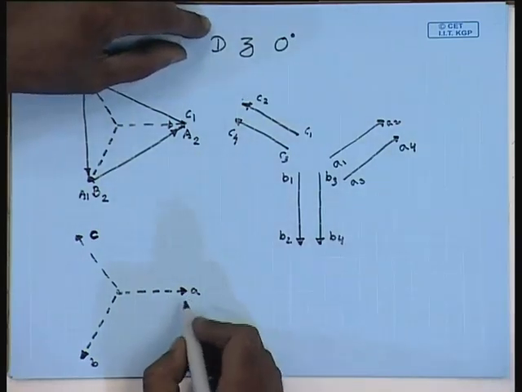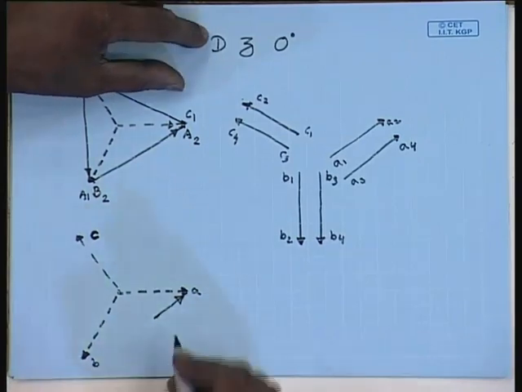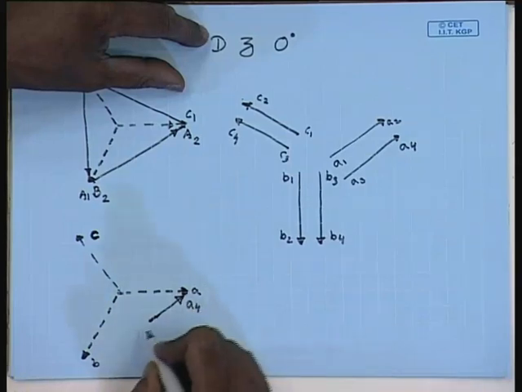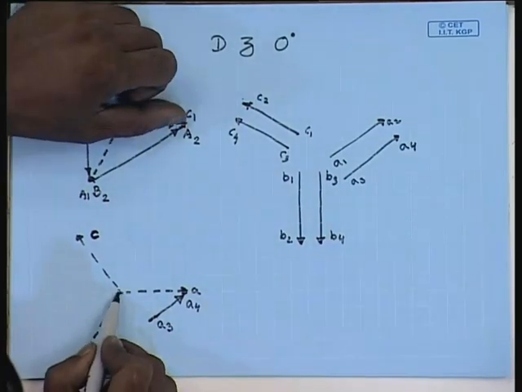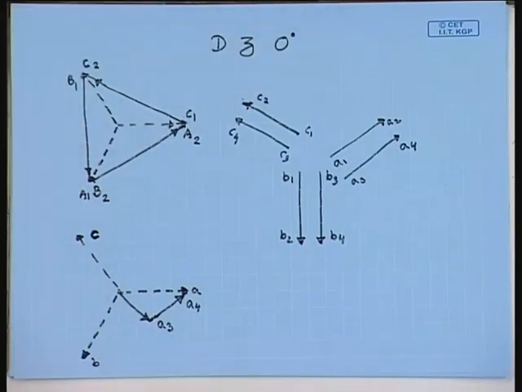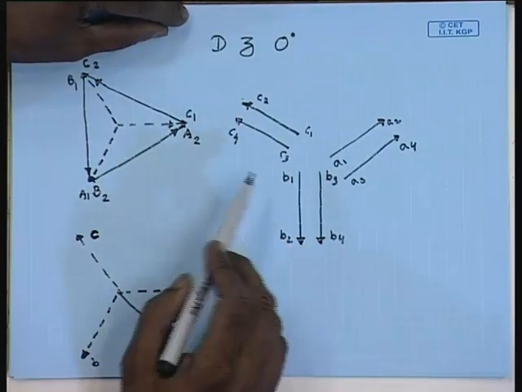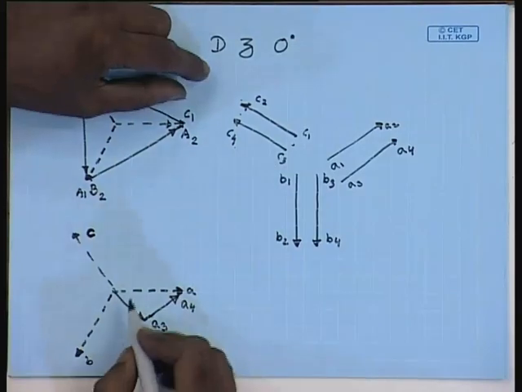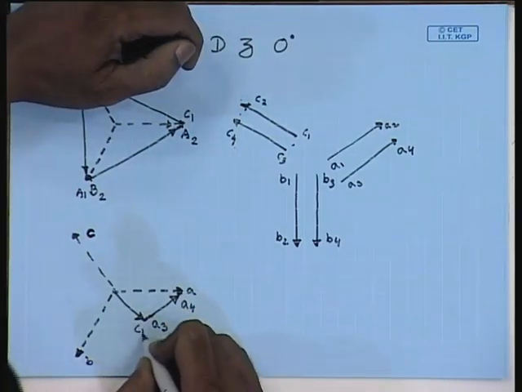So, let us say this is connected by connecting a4, a3. Then the other phase voltage must be this. Now, this phase voltage by comparing with this can be either c2 c1 or c3 c4. Generally, it is the first part that is taken. So, this will be c1 c2.